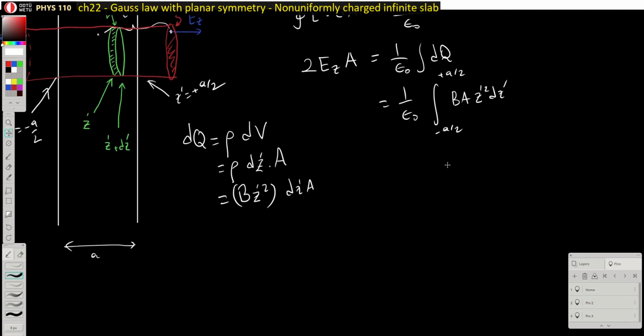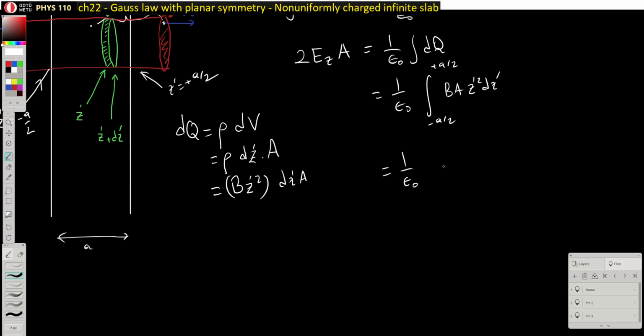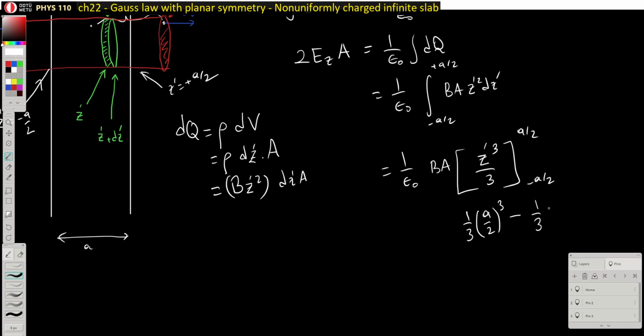So let me quickly do this calculation. So that's 1 over epsilon 0. So bA is a constant that I take out. And then we have z prime cubed over 3 as the integral of the function. And the integration bounds are plus a over 2 and minus a over 2. So as a result, at the upper limit, this function is equal to 1 over 3 times a over 2 cubed. And at the lower limit, it is 1 over 3 times minus a over 2 cubed. So you can easily see that this whole thing is equal to 1 over 6 a cubed. And so therefore, the right-hand side is b A little a cubed divided by 6 epsilon 0.